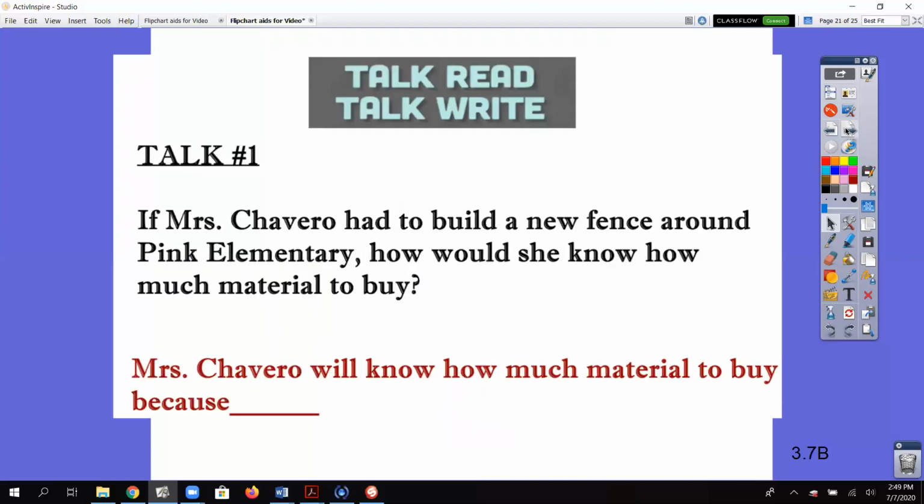Okay, so going back to our Talk Read, Talk Write. This talk number one is just to get them thinking, how do they know how much fence to buy? Our goal is for them to understand that they'll have to measure each side of the school and then add up all the side lengths, because that's how you find perimeter.